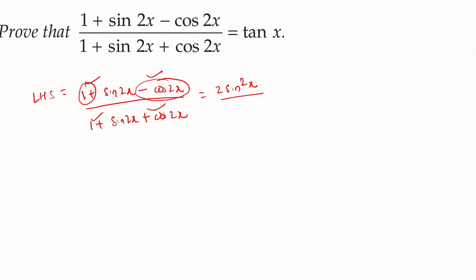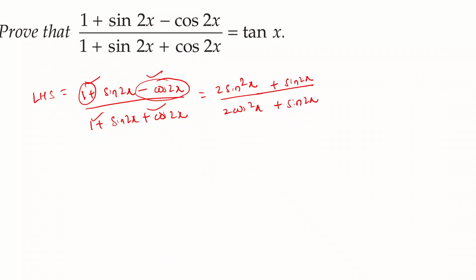If you don't understand, just write down the formula. Cos 2x is 1 minus 2 sine square x. Do some transpositions and you will get that 1 minus cos 2x is 2 sine square x, and that is what I use. Similarly, 1 plus cos 2x is 2 cos square x, and the leftovers I keep as they are. Sine 2x and sine 2x are left as they are.